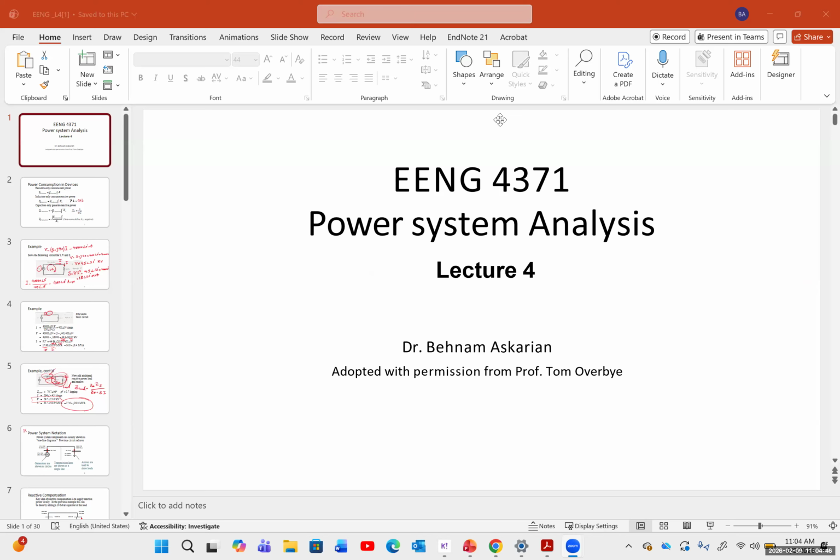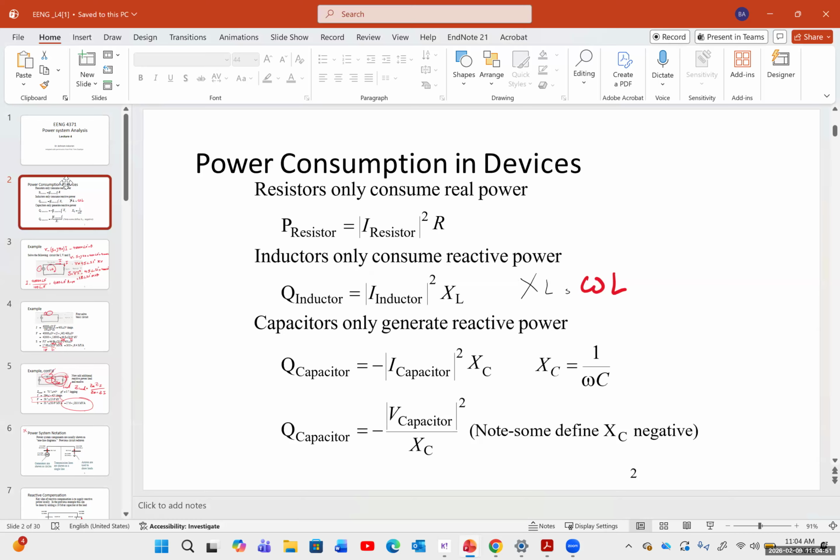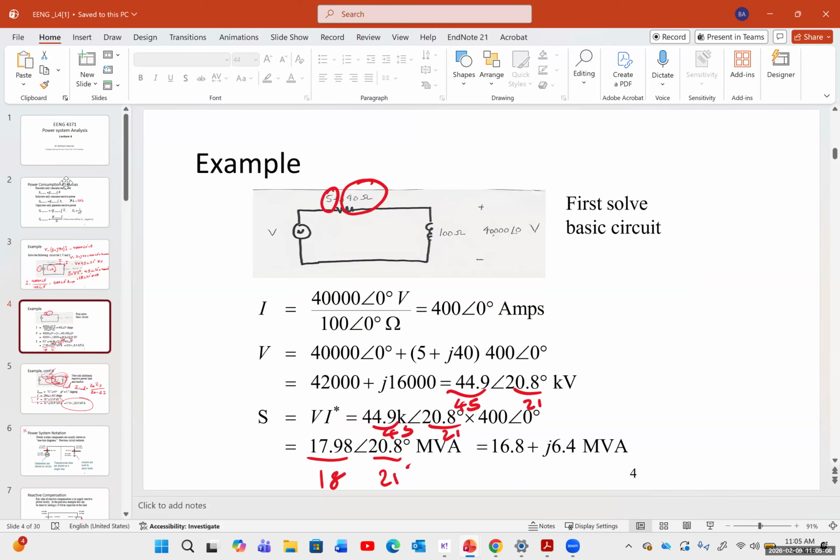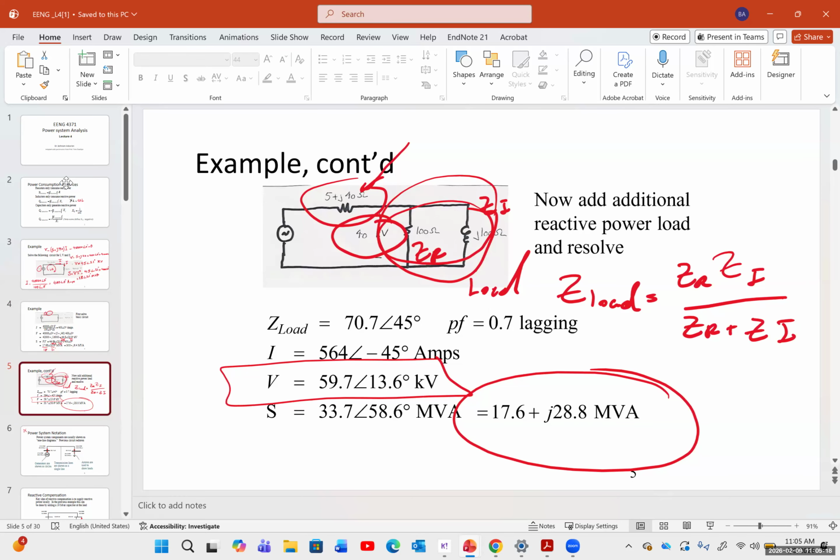In the previous class, we continued power consumption in devices. We solved some problems on reactive power, real power, apparent power, how we calculate the current and voltage in a system, and how we compute the angles and power factors, if a system has a lagging power factor or a leading power factor.